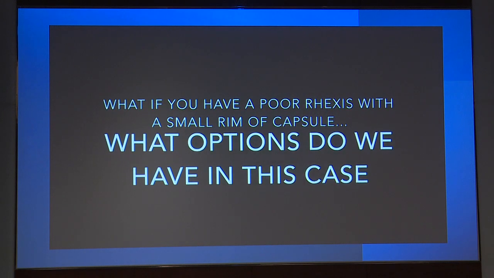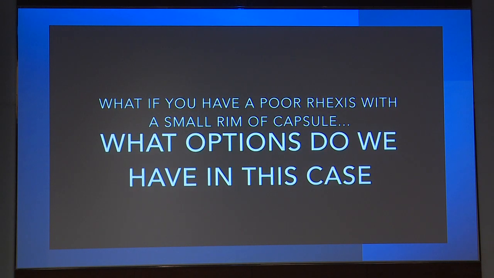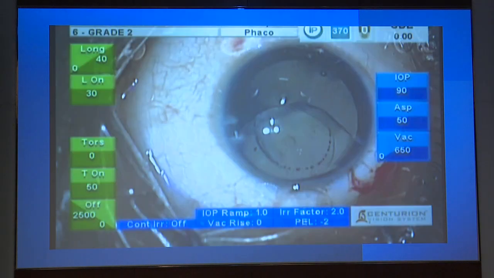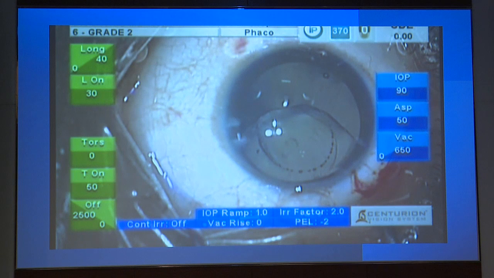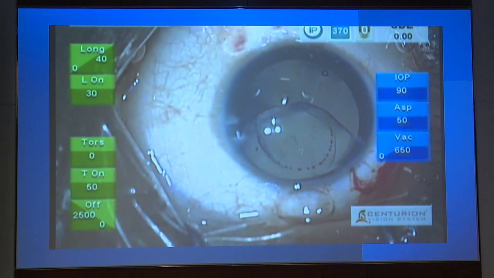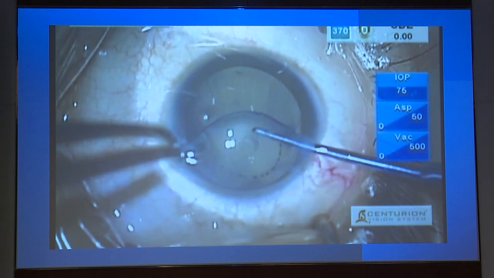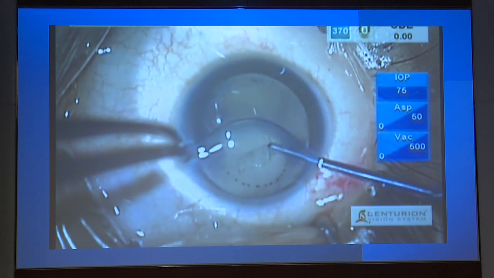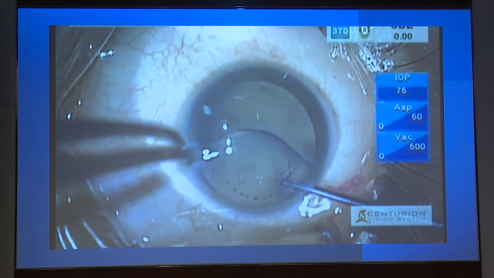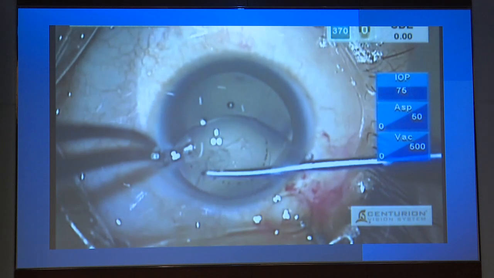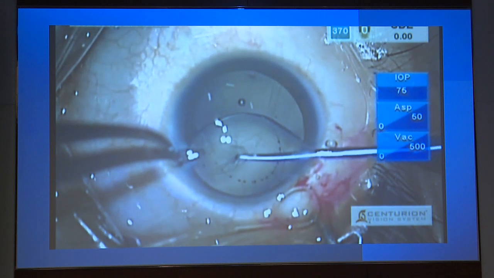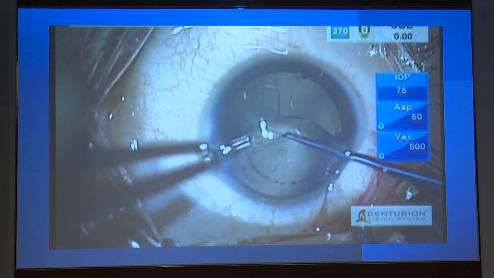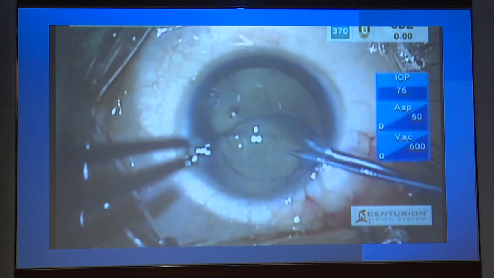Now what do we do if you have a poor rhexis with a small rim of capsule? Here we can see an aborted rhexis with a femtolaser creating disruption under the capsule rather than at the capsular plane. Now it's time for us to make a good rhexis. We use a sharp rhexis forceps, but in this case the rhexis tries to run away. Even though we can pull it back, the capsular rim left behind isn't good enough for a capsular hook. So in this case, what can we do now?